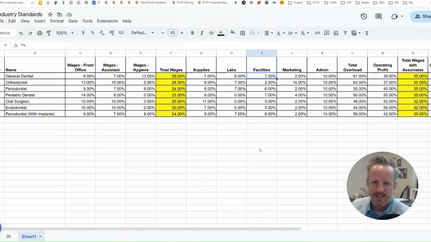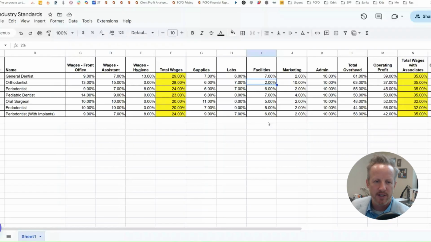Facilities. All right. For facilities, it's going to vary by where you are in the country. San Diego is typically going to be higher than if you're in rural Nebraska. General dentist on average, though, I'd say 7%. If you're in San Diego, I'm happy if you're under 10%. Orthodontist, 2%. That's really low.